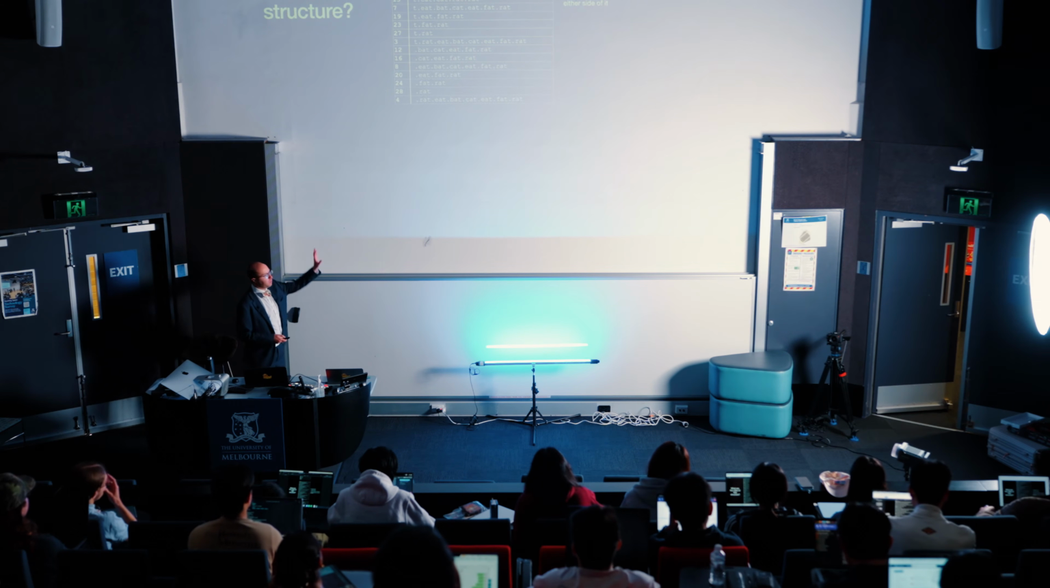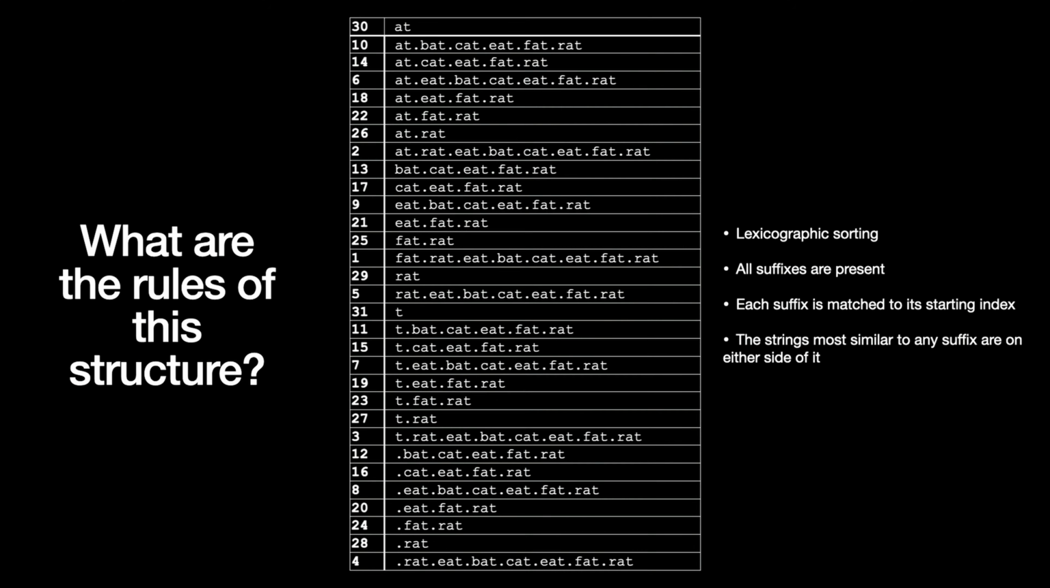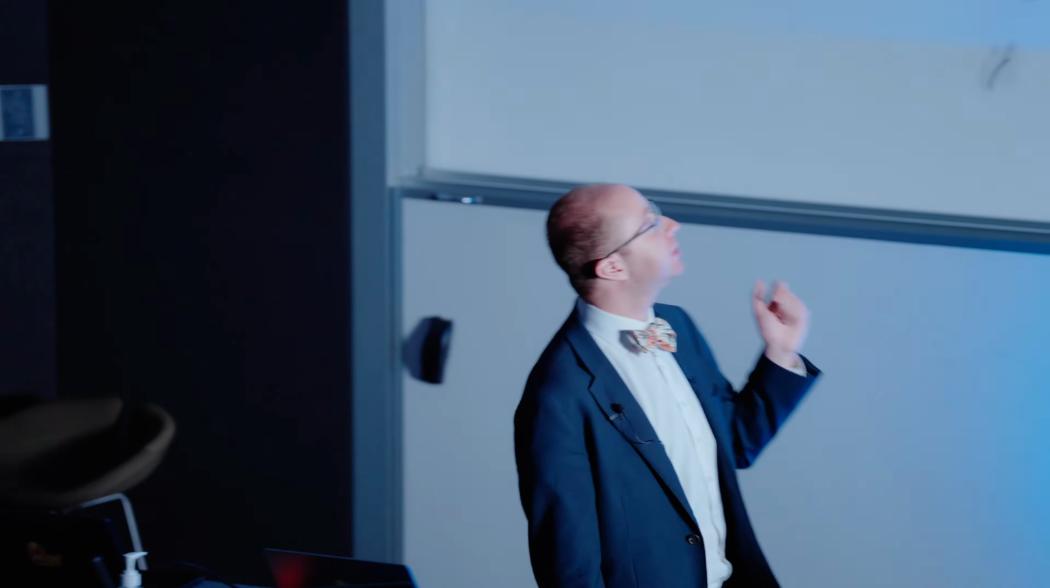So looking at our data structure, we have a few key properties that made this work. The first property is the lexicographic sorting that we have. The next is that every possible suffix in our string is present there. So I've taken all the suffixes, not just a subset of them. Each suffix is matched to its starting index, so where in the string it appears, which allows us to easily report back to the user where that substring match is. And the final property that Oscar pointed out is that the strings most similar to any suffix are on either side of it.